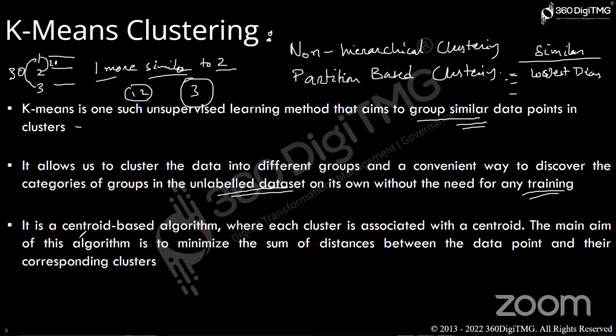Now, this is also a centroid based algorithm. We can see from the name only, it is K-means. Means is centroid, you can see. It is a centroid based algorithm where each cluster is associated with a centroid value. The main aim of this algorithm is to minimize the distance from a data point to their corresponding cluster centroids.